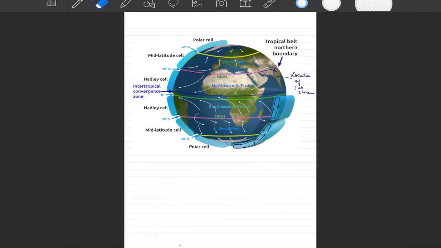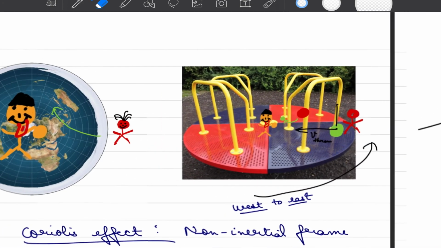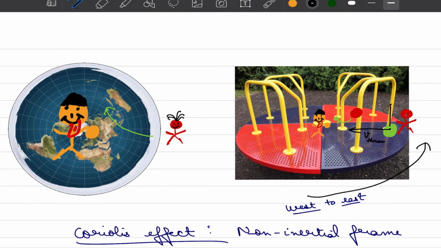Now, to illustrate this point further, here is an example that I was mentioning. There is a guy who is sitting at the periphery of this merry-go-round, and it is going anti-clockwise, or west to east. That is the same direction our Earth rotates, and this guy throws the ball from this position to the orange position. It would be very hard for the guy sitting at the periphery to land this ball exactly into the hand of the orange guy, because their relative tangential velocities are different.